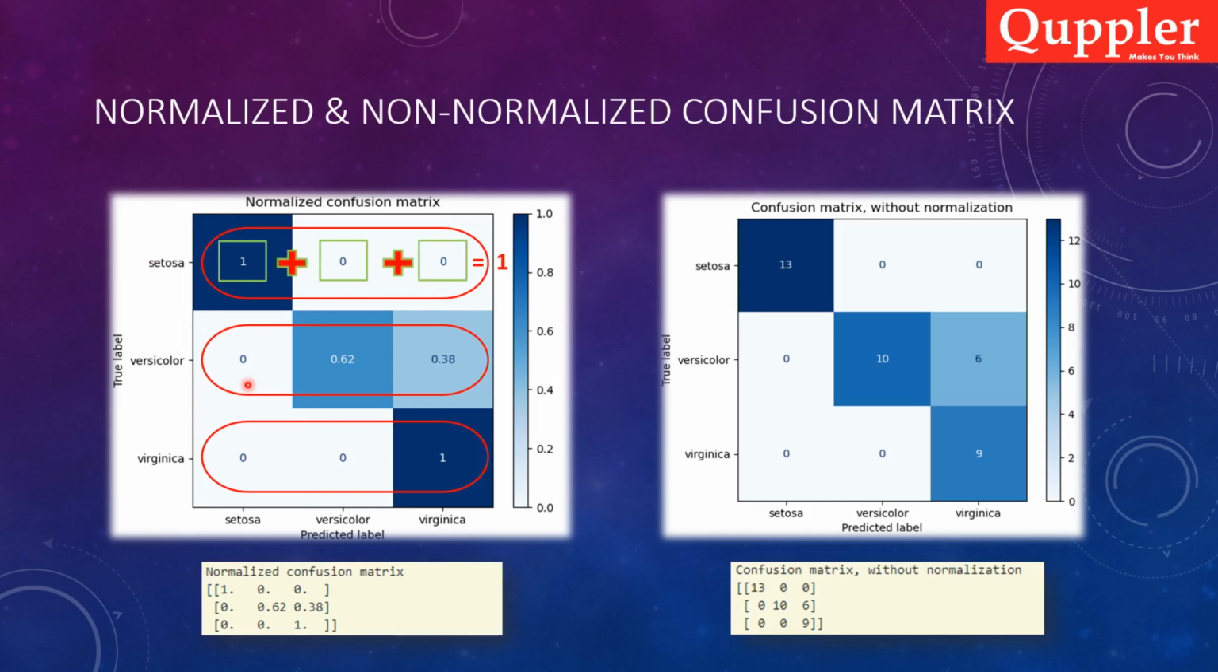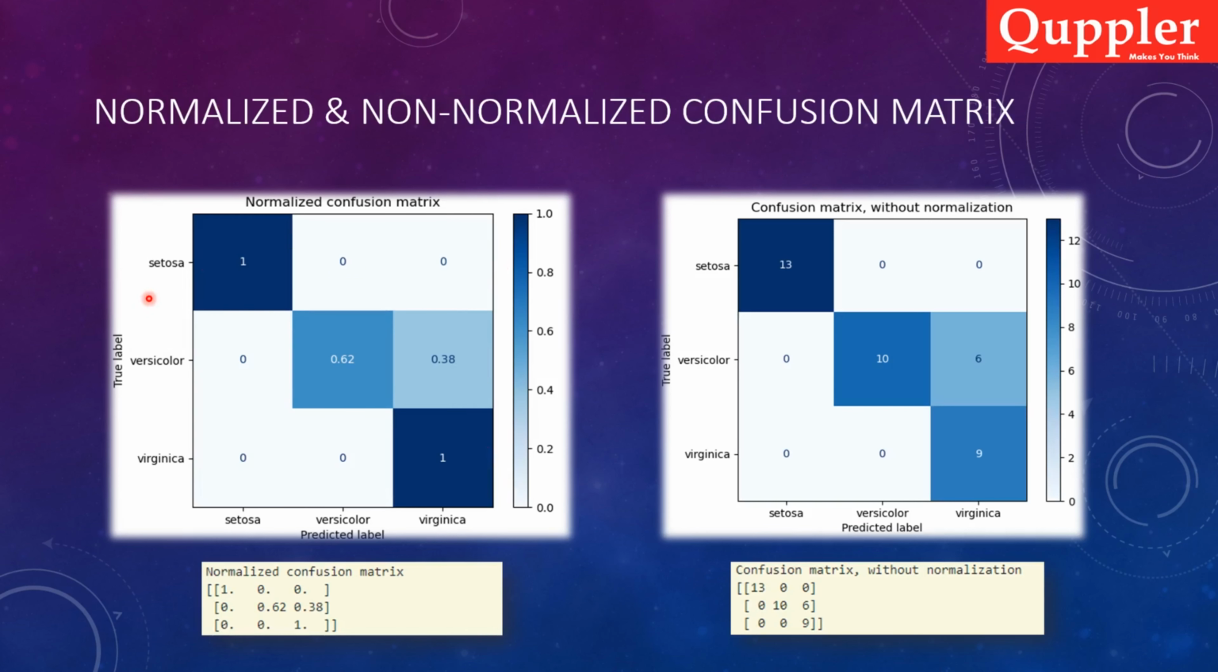So similarly for this row as well, it is equal to 0 plus 0.62 plus 0.38, which would be 1, and same for this as well. So in a normalized confusion matrix, the sum of all the columns for that particular row should always be equal to 1.